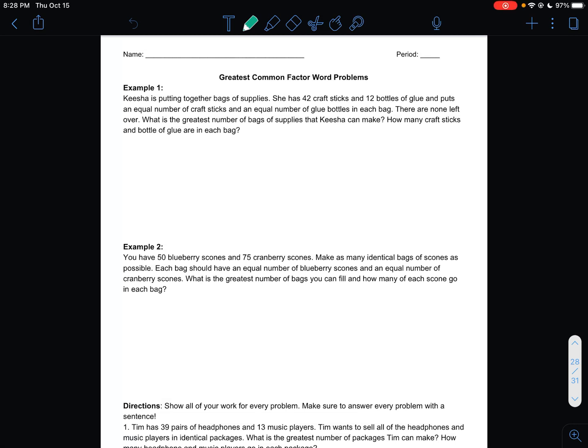Hey guys, today we are going to be talking about greatest common factor word problems. So you're actually going to be working in your packet today. This is the 5th page, I do believe. Yesterday you should have done the practice of greatest common factor worksheet in the packet, and then this one would be the next page. So it literally just says greatest common factor word problems at the top. So flip through your packet and try to find this page for me.